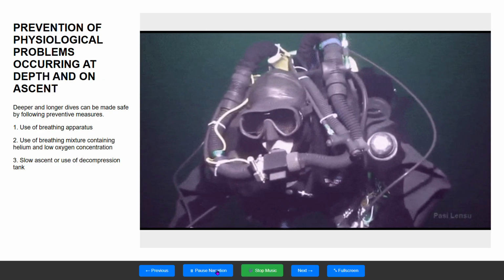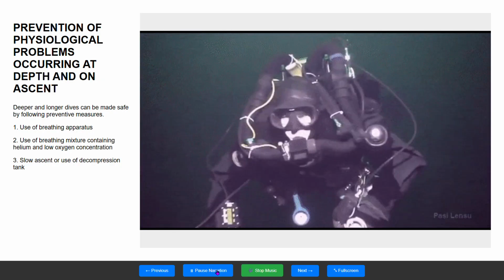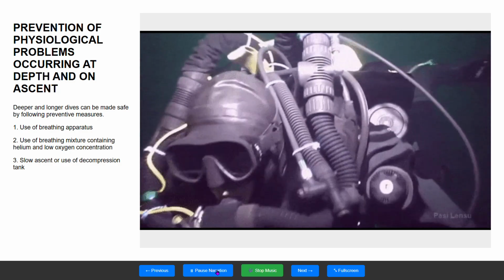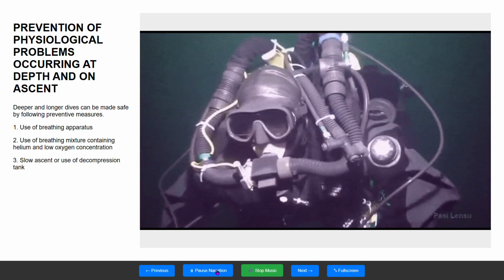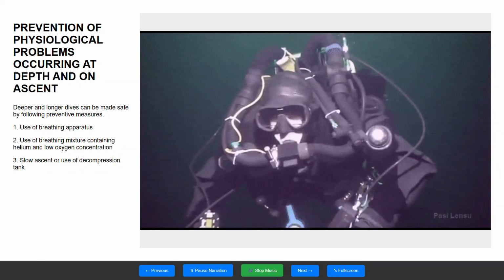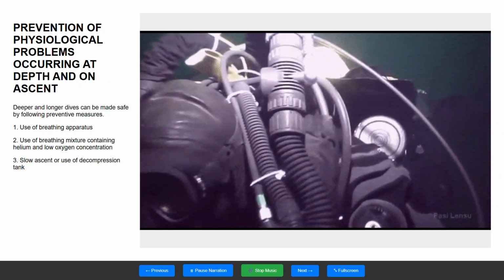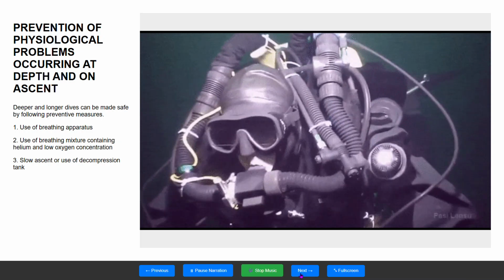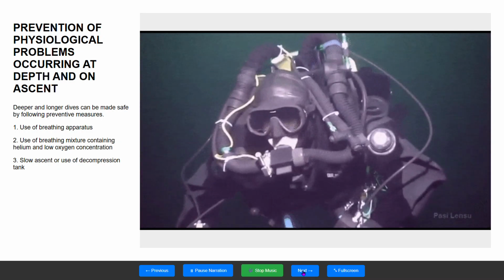Deeper and longer dives can be made safe by following preventive measures. 1. Use of breathing apparatus. 2. Use of a breathing mixture containing helium and low oxygen concentration. And 3. Slow ascent or use of a decompression tank.